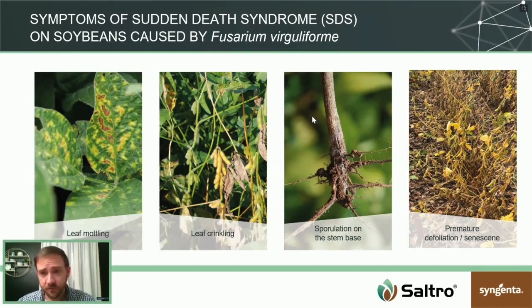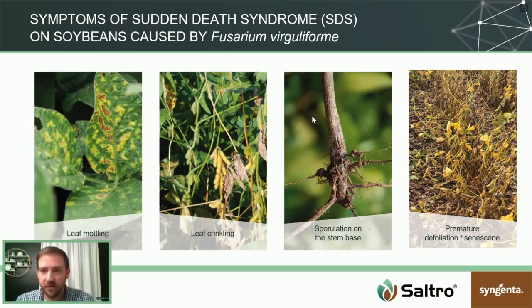The pathogen proliferates within the root system, it infects the plant, and then sometime later in the season, depending on the environment, you start to see a flush of toxins up into the canopy of the plant. And you start to see some of these very common symptoms that are shown on the screen here, with a very, very well-known inner leaf chlorosis, yellowing, and ultimately defoliation of the plant.